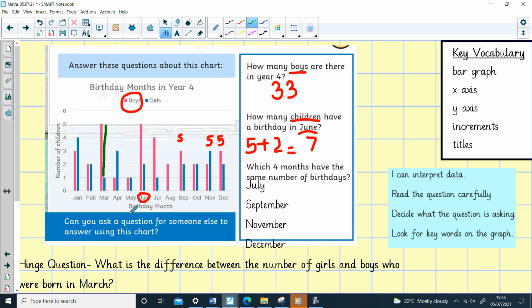Okay, so there were 5 boys who were born in March and only 1 girl. So to work out the difference, we can do 5 take away 1, which gives us 4. So the difference between the number of girls and boys who were born in March is 4.